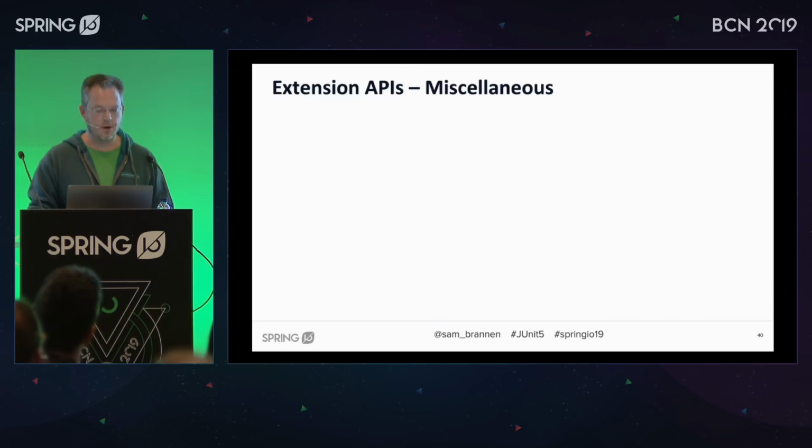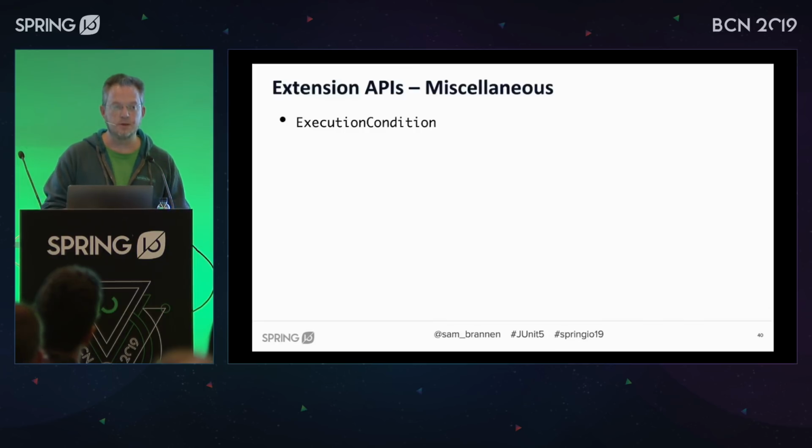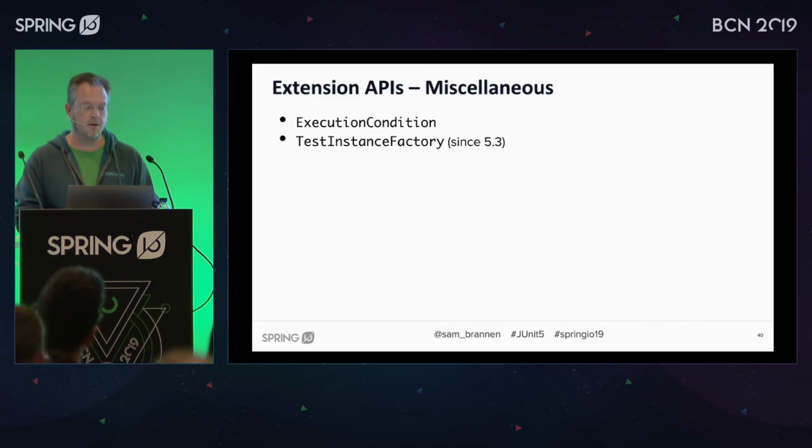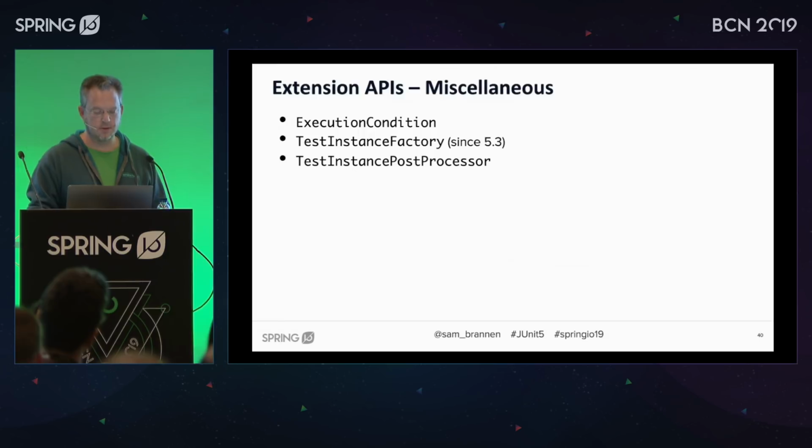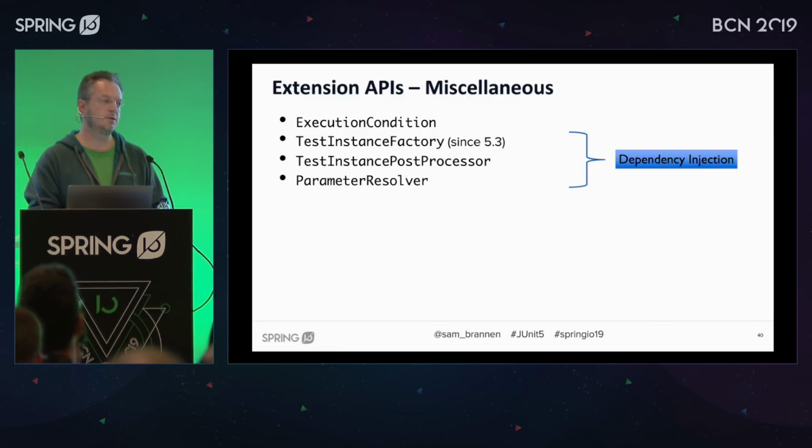Next up, we have various other APIs we support as well. ExecutionCondition, we'll talk about more of that in detail in a bit. TestInstanceFactory, more recent. You can actually create the test instance on your own instead of letting JUnit instantiate it for you. TestInstancePostProcessor, so you can set things in fields, stuff like that. ParameterResolver allows you to resolve arguments for constructors and methods. And these last three basically sum up support for dependency injection, and Spring actually makes use of the latter two, but not the first one.